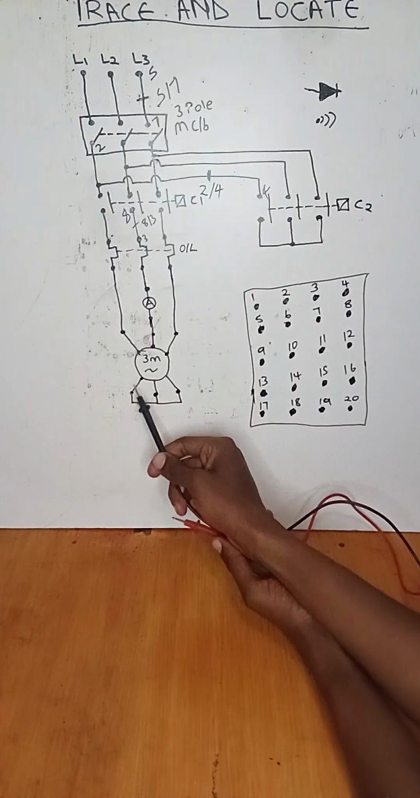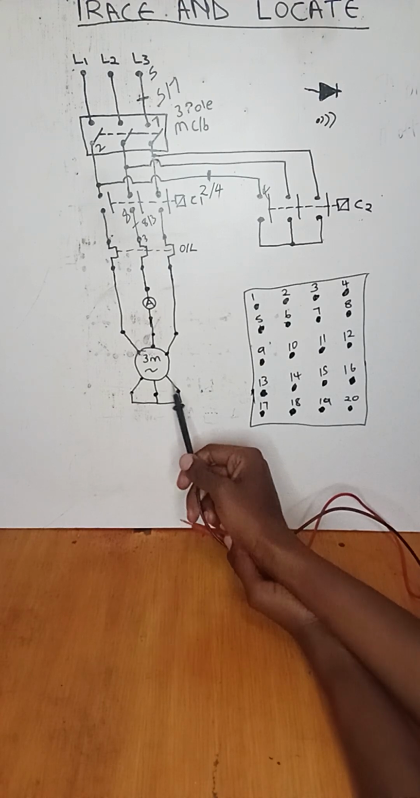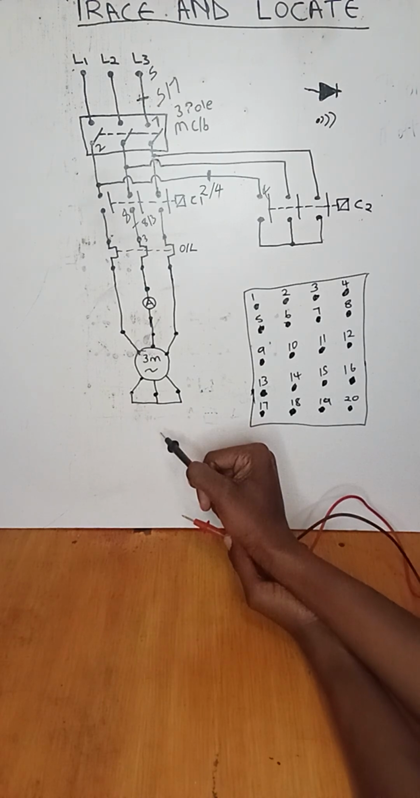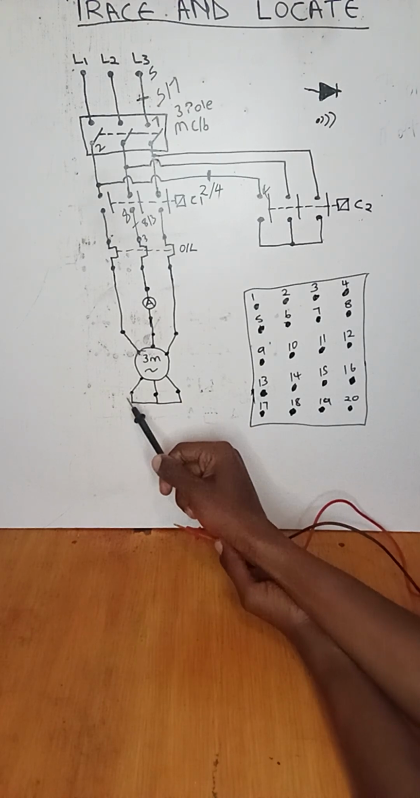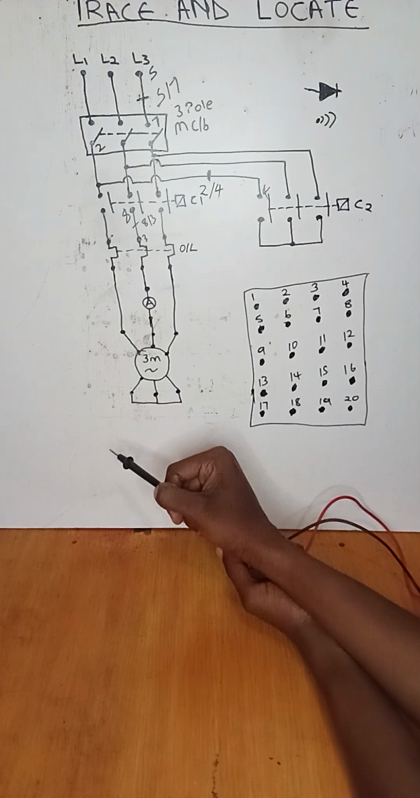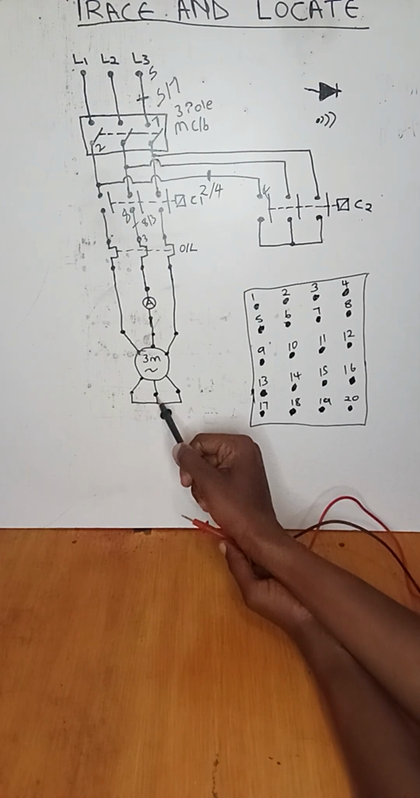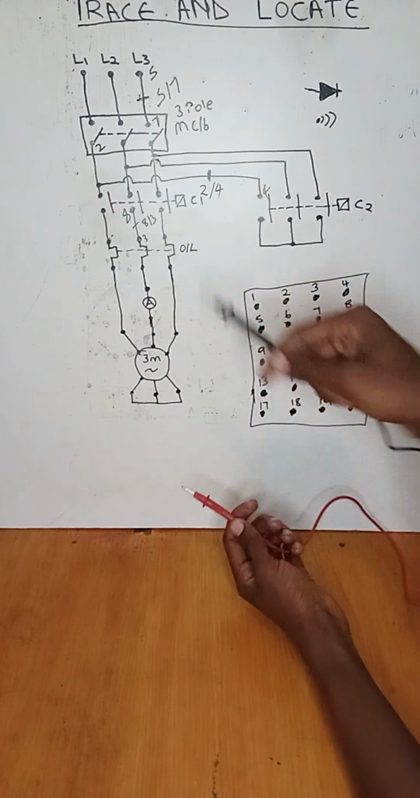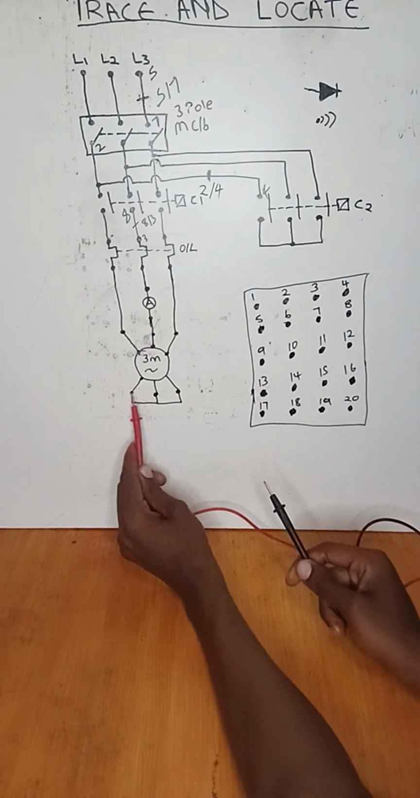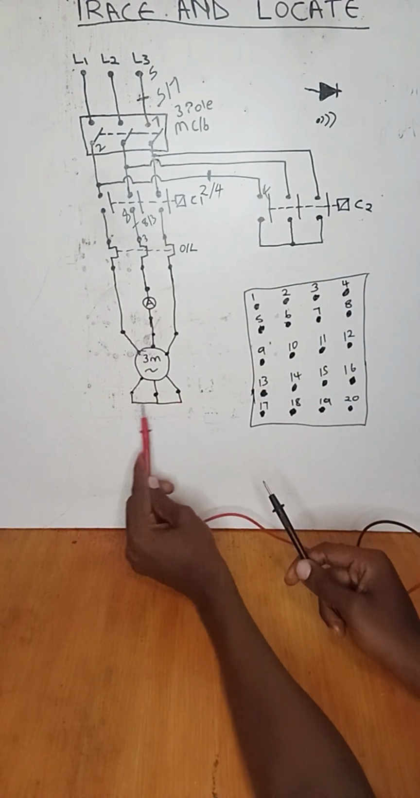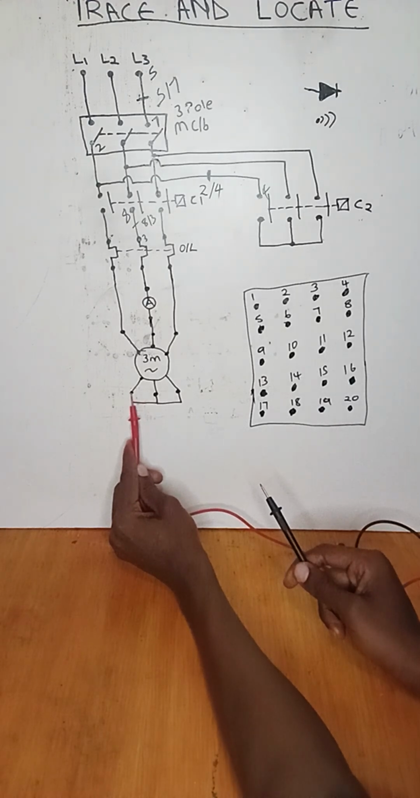So we need to find these 3 points because all of them are not connected. But from the sketch, it shows that they are connected, right? But when we test from the panel, it says that all these points are not connected. Right, so we need to find all these 3 points. Test here.